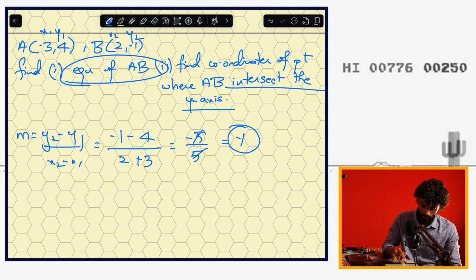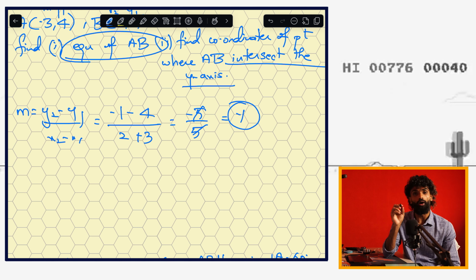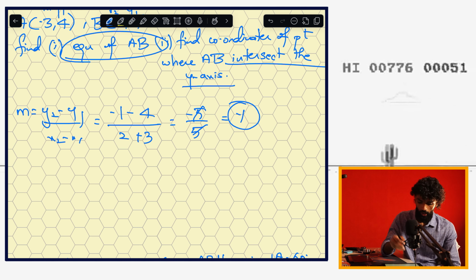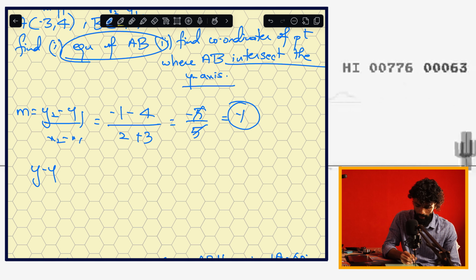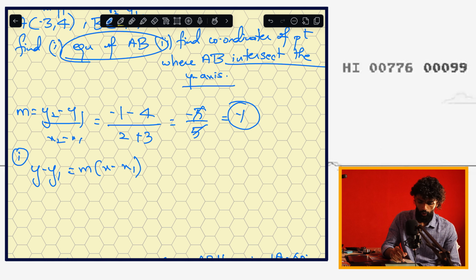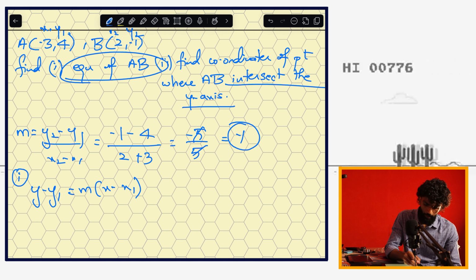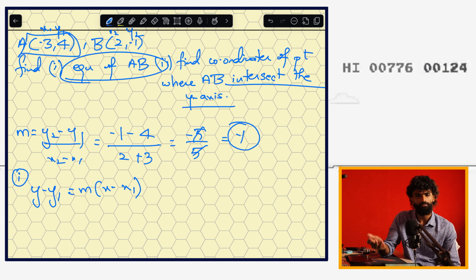Now to find the equation, I'll have to use something called slope point form, because we know the slope right now. Slope point form is given by y minus y1 equals m into (x minus x1). This is the first sub question, obviously. Now which point to choose? I will choose one of the points. I prefer choosing the first point, just randomly.